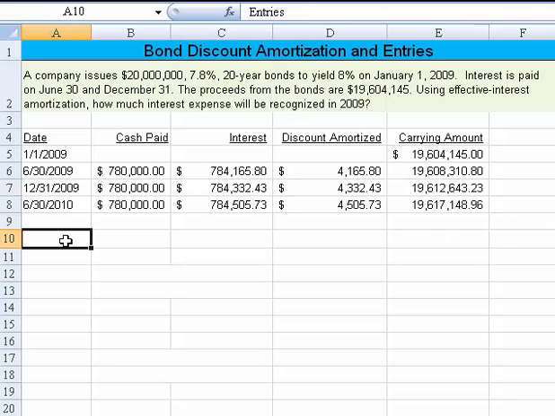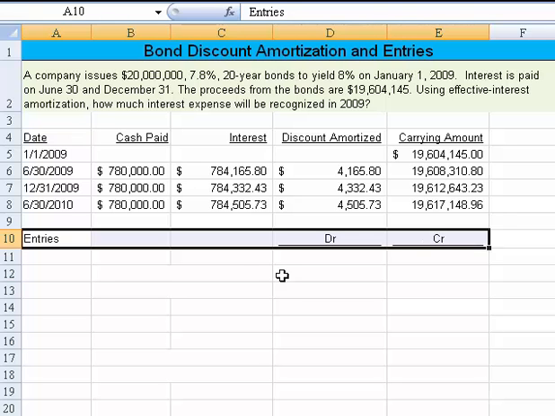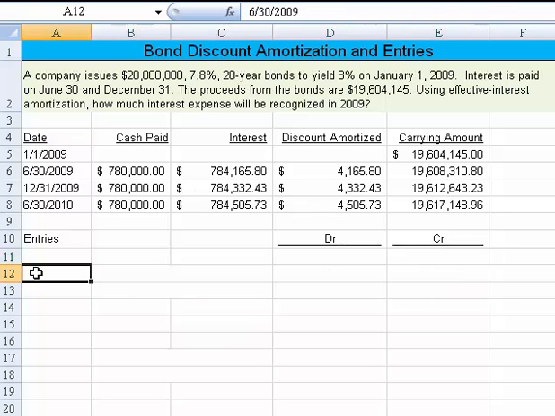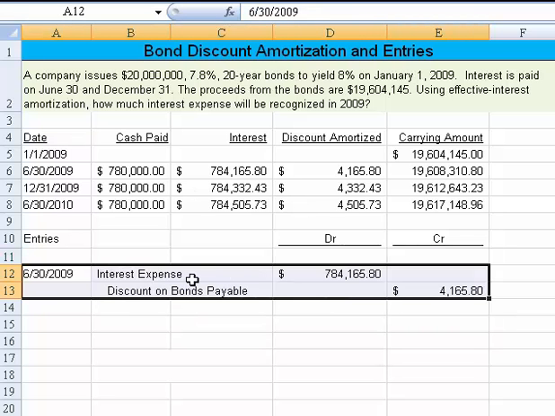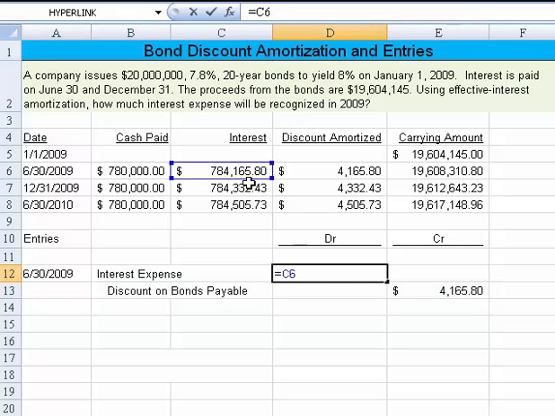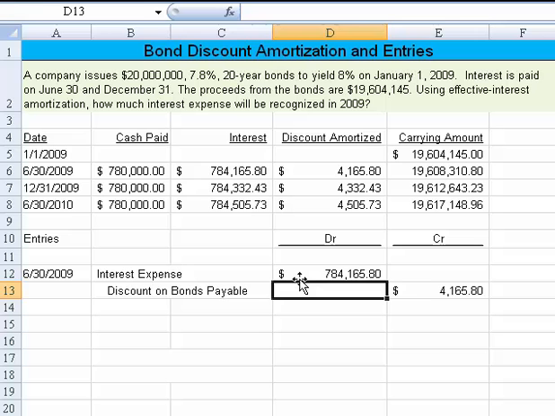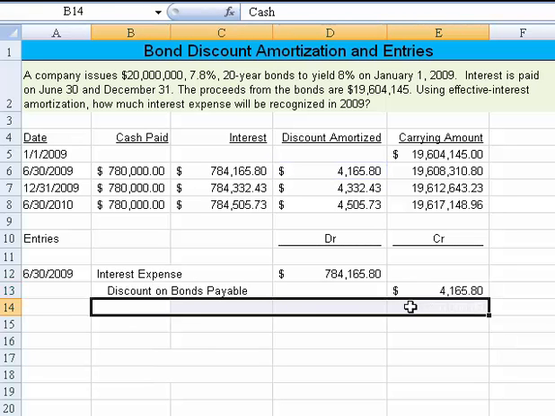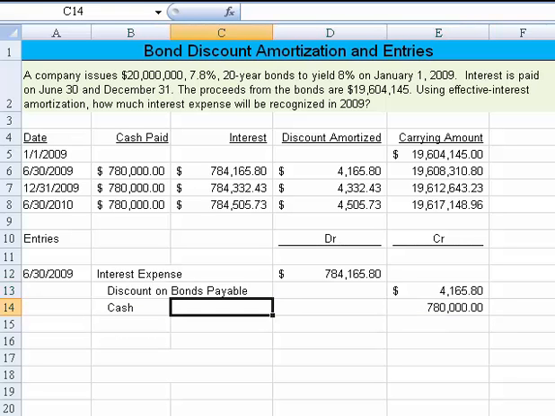Okay, so now let's go ahead and put the entries together. Well, on 6/30, we are going to have an entry, right? We're going to debit interest expense for $784,165, and the discount on bonds payable is going to be equal to $4,165 that we've already calculated, and then the last part of this entry is the cash. So we have a credit of cash, and 780 plus 4,165 does equal the 784,165.80. So that entry looks good.